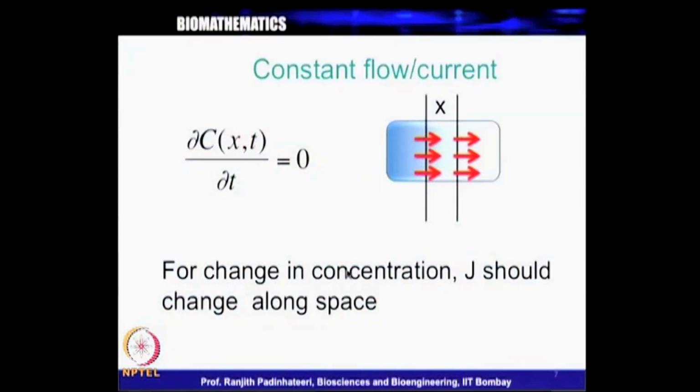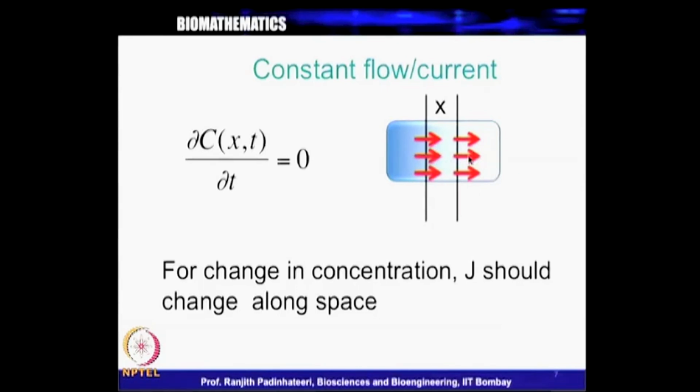Okay, so now that we know, what does it imply? That implies that if you want to change the concentration in this place, the J should change. That means whatever comes in should not go out. So J should change along space. That means the flow here should be different from the flow here. Let's say the flow here is more compared to the flow here. So what does it mean?